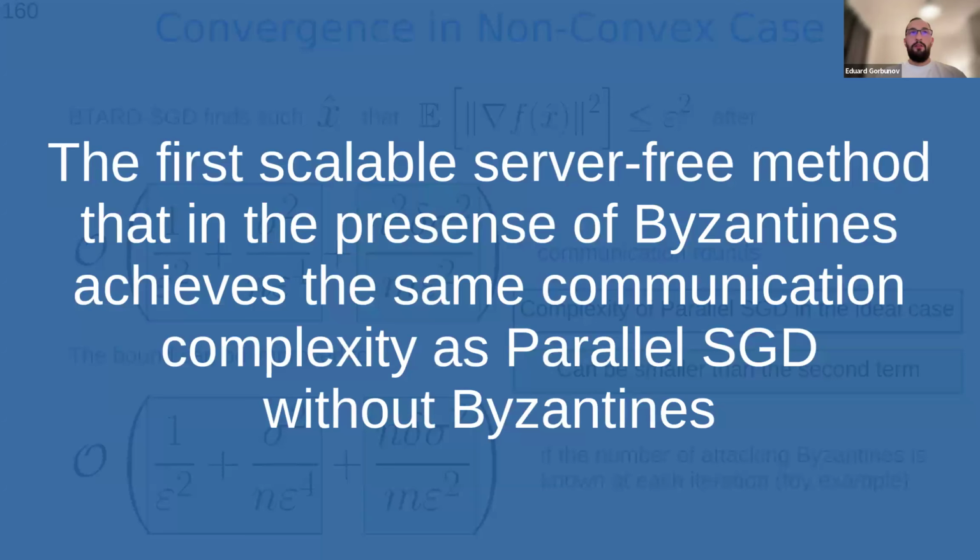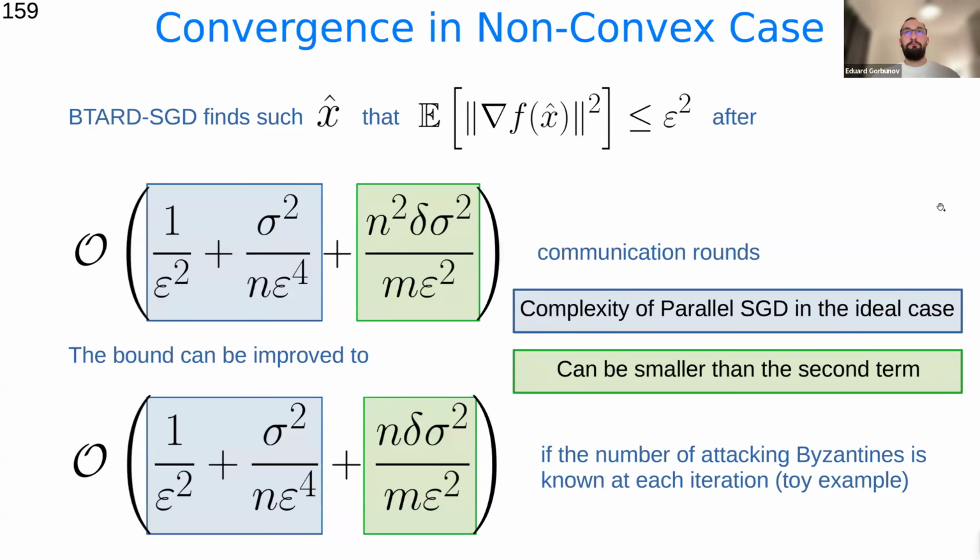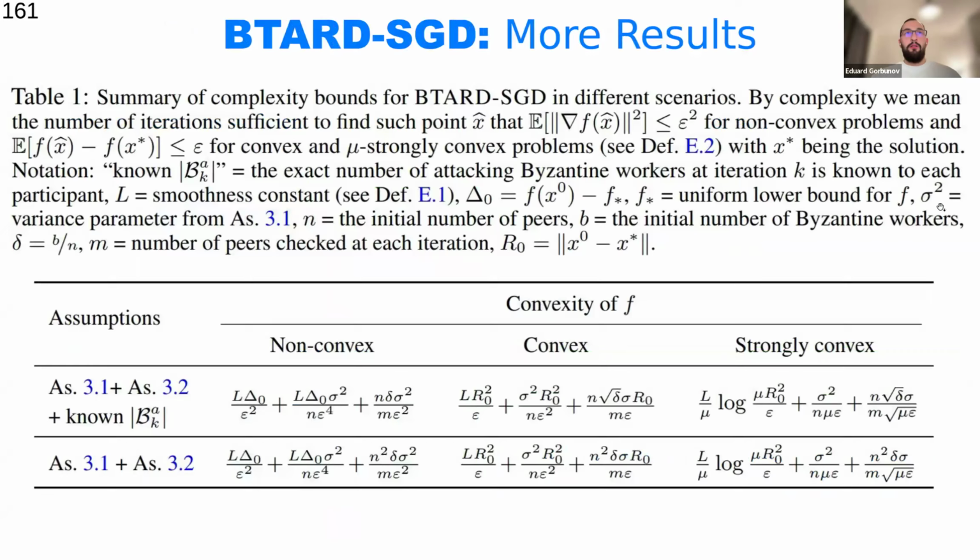And that's the first scalable server-free method that, in the presence of Byzantines, achieves the same communication complexity as parallel GD without any Byzantines. So when epsilon is small, this term is the dominant one, meaning that we converge as parallel GD in the ideal case for very small epsilon. We also had some other results, which I will skip. I will also describe the idea behind the proof: bound the bias and show that it will be active only during a finite number of steps.